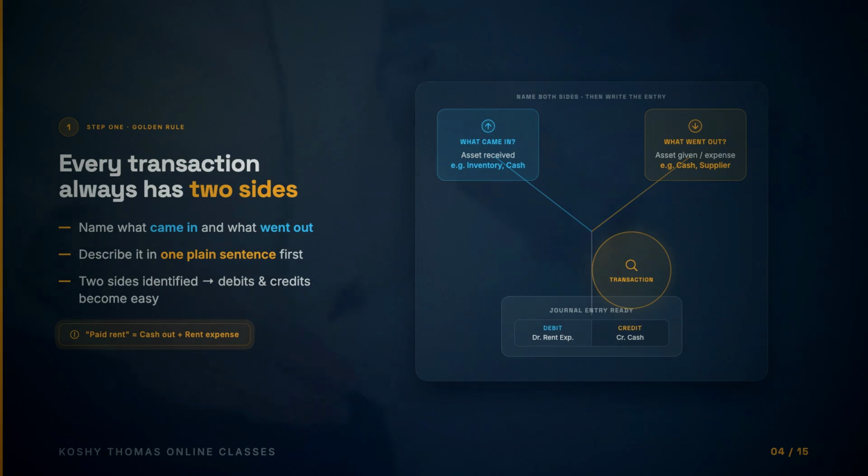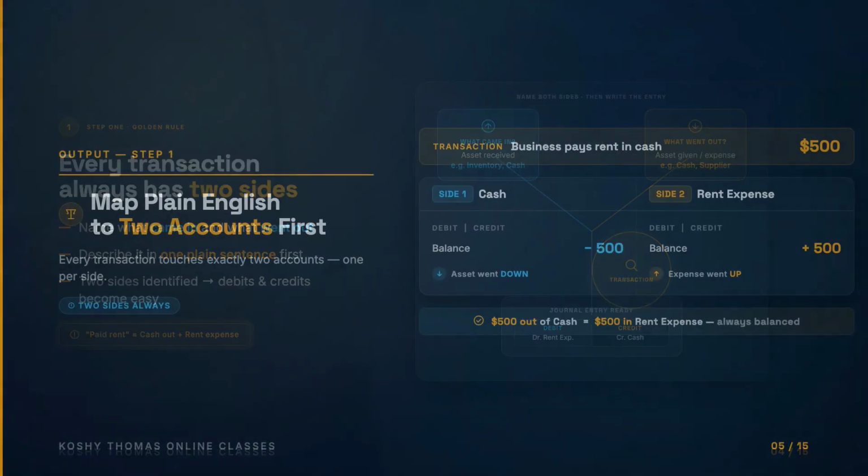A business pays rent, cash went out, and a rent expense appeared. That's your two sides. The golden rule of accounting? Every transaction has two sides. Always. If you only see one side, keep looking.